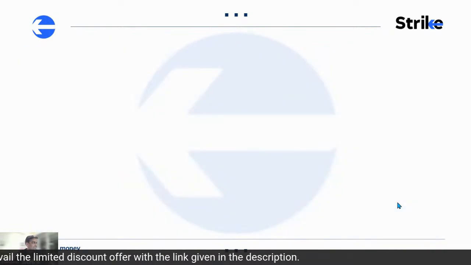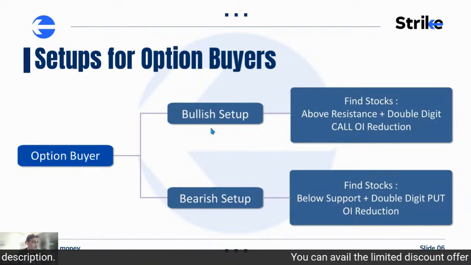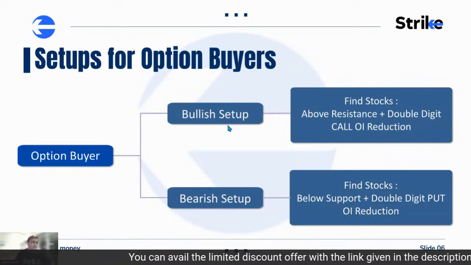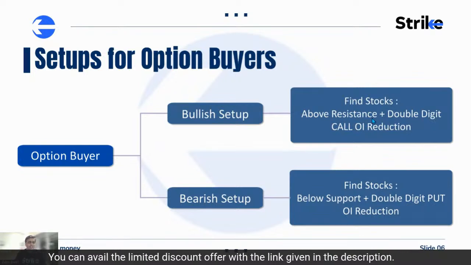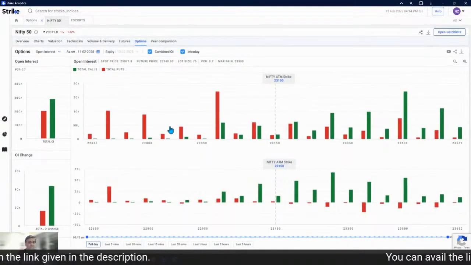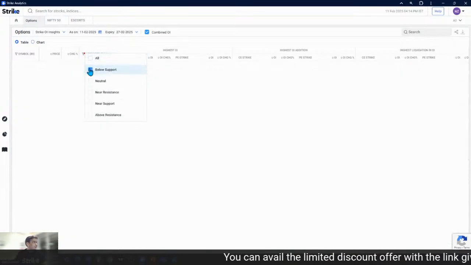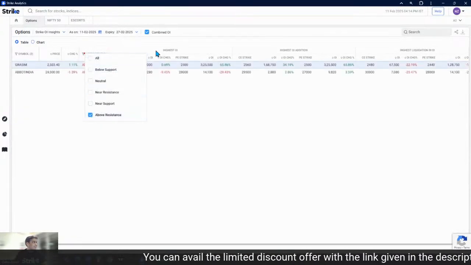So this was the explanation over here. For the bullish setup for option buyer, let's suppose you want to buy a call. What will you do? You will go to above resistance. Let me come over here and show you. So over here, if you want to buy a call, the interpretation should be above resistance.